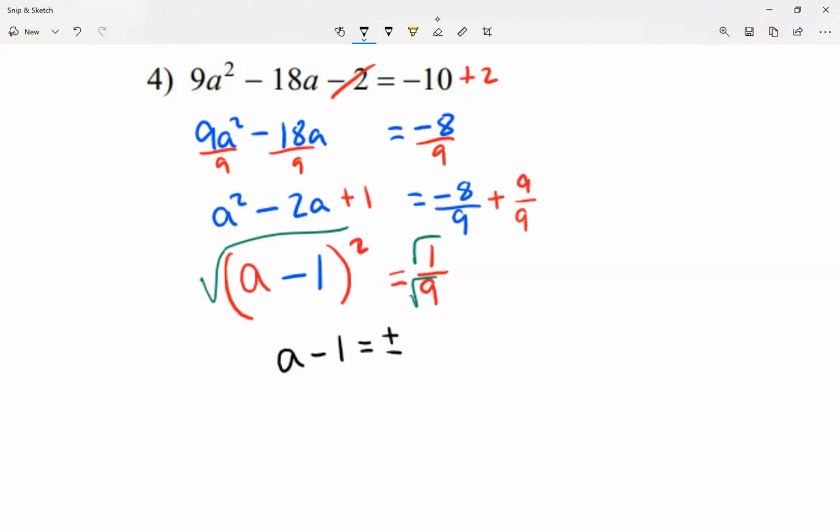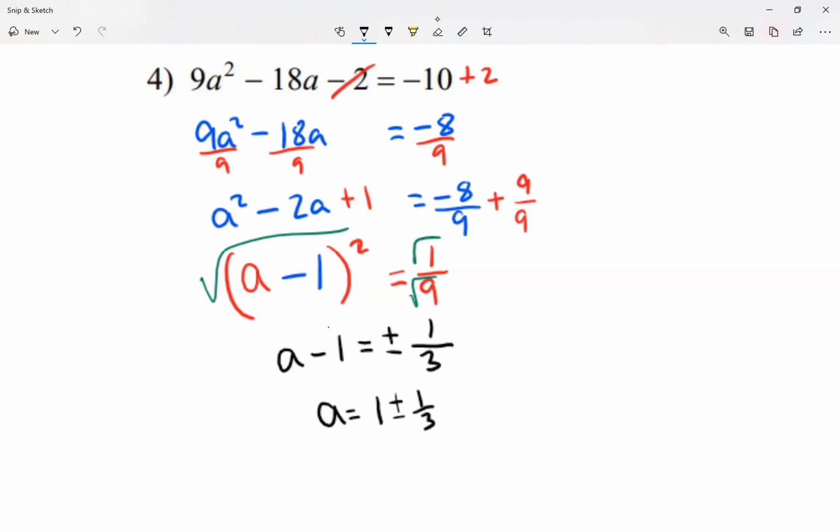Think of this as two separate square roots, right? Looking on the top, I'm going to have a fraction. On the top, what's the square root of 1? 1. At the bottom, what's the square root of 9? Well, 3. So I have that a minus 1 is equal to plus or minus 1 over 3. So I'm going to say that a is equal to positive 1 plus or minus 1/3.